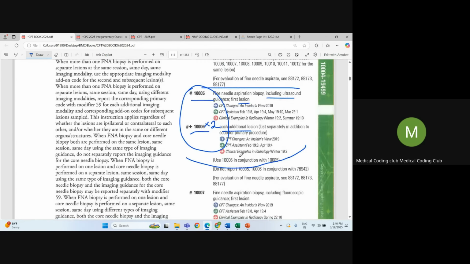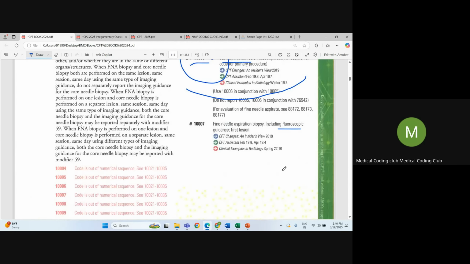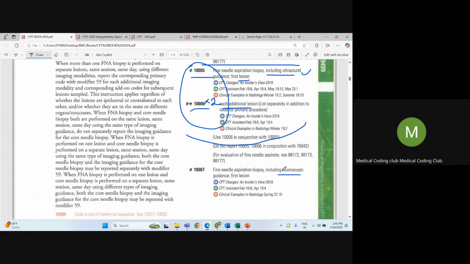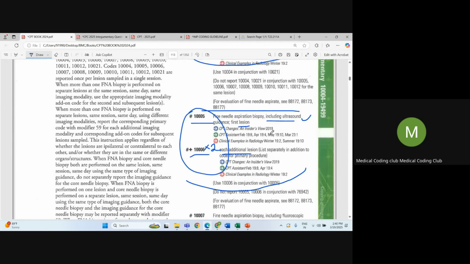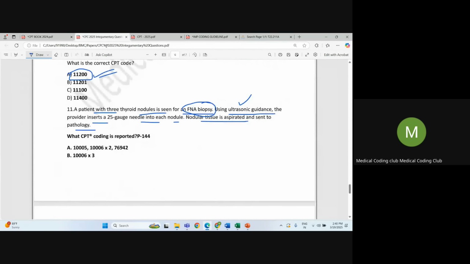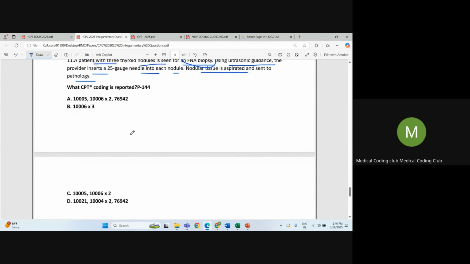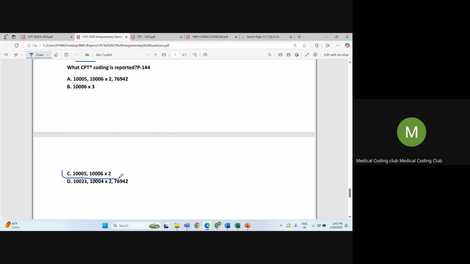If they use one lesion with ultrasound guidance and one lesion with fluoroscopic guidance, then you are supposed to use both primary codes with the 59 modifier. But if they use the same kind of image guidance and perform multiple lesions, you take the corresponding add-on code and assign the units. So for this question, the answer should be C: 10005 and 10006 with unit 2. Option C is correct.